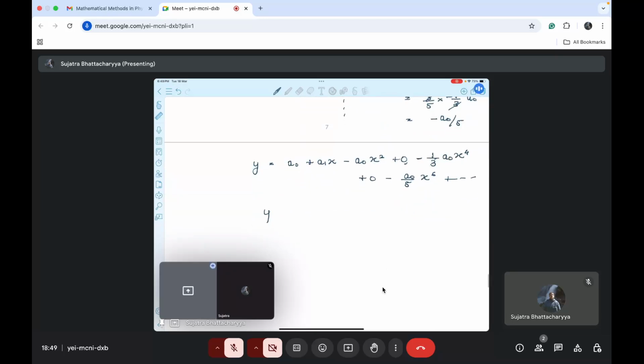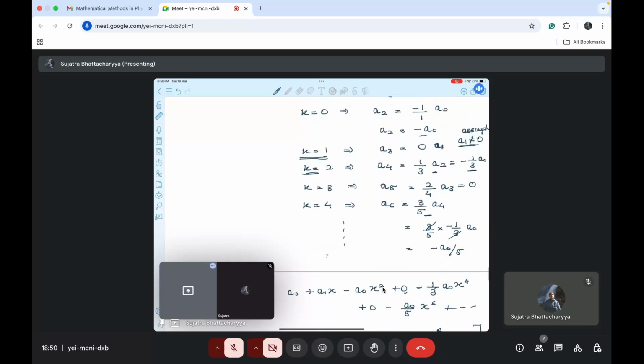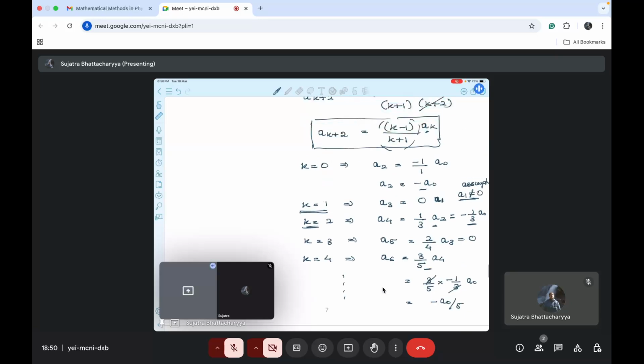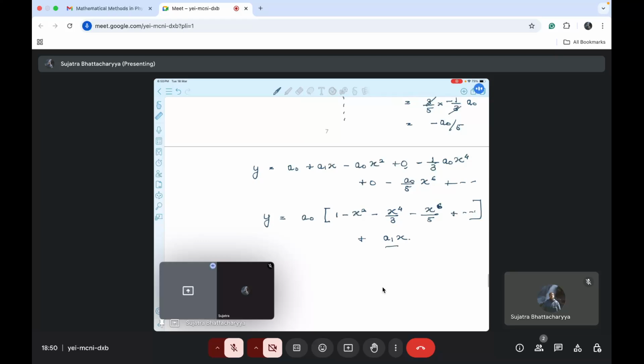So what it will be, therefore, y is equal to A naught, I can take common, 1 minus x square minus x4 by 3 minus x6 by 5 and so on, plus the second solution is A1 x. That's all. Okay. Why am I getting A1? Because at k is equal to 1, you have a valid A1 here. But 1 minus 1 becomes 0 here. So this part before A of k is 0. So A1 might not be 0. That's why I'm assuming A1 is not equal to 0. Fine, and hence we can write this.